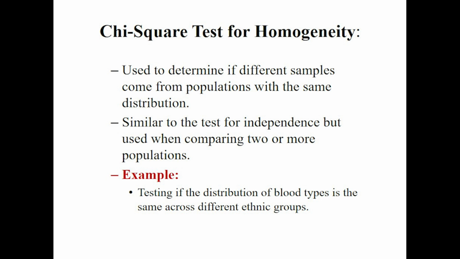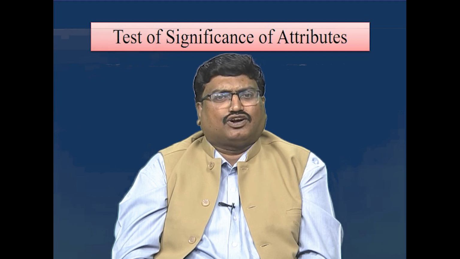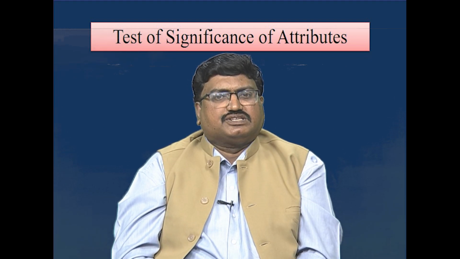Suppose we want to check the test of homogeneity. This is used to determine if different samples come from the same population with the same distribution. Suppose we draw people from Secunderabad and Hyderabad. We check various statistical details on them, and we want to figure out whether both of them belong to the state of Telangana or not, right? That is where we call it the test of homogeneity. It is similar to the test of independence, but used when comparing two or more populations, for example testing if the distribution of blood types is the same across different ethnic groups.